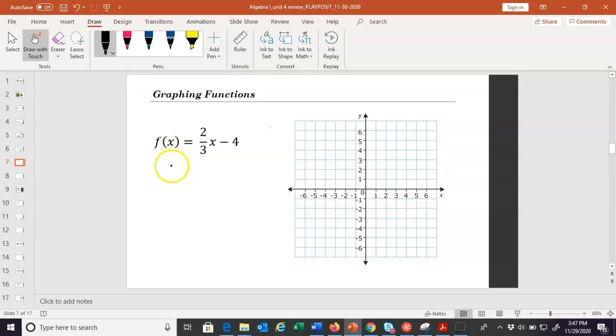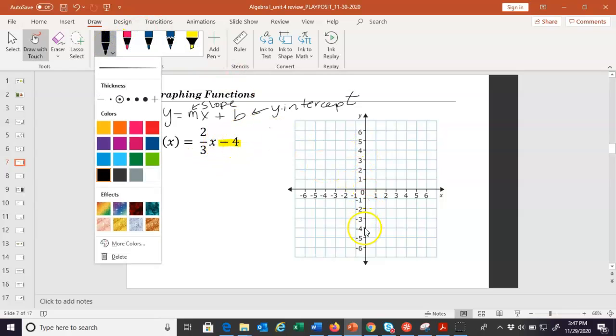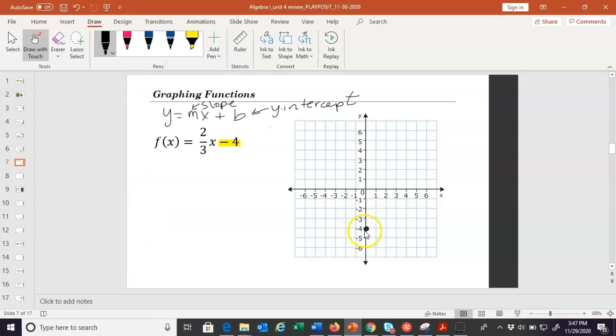So this function is in our very happy y equals mx plus b form, right? So b is our y-intercept. That's where it crosses the y-axis, and m is the slope. That's the rise over run. So let's start with the y-intercept. We know for a fact that this graph is going to cross right through -4. So I'm going to put a dot there. We know that there's a dot there.